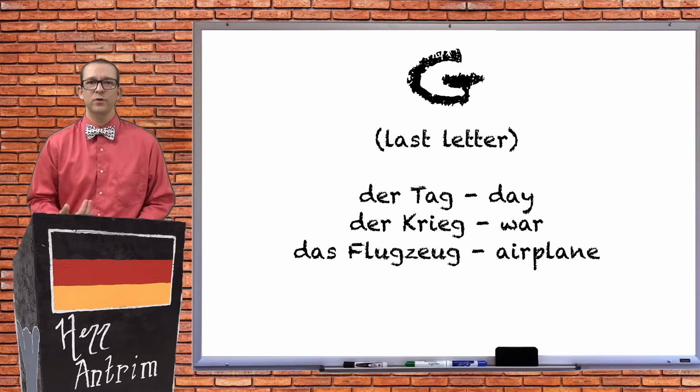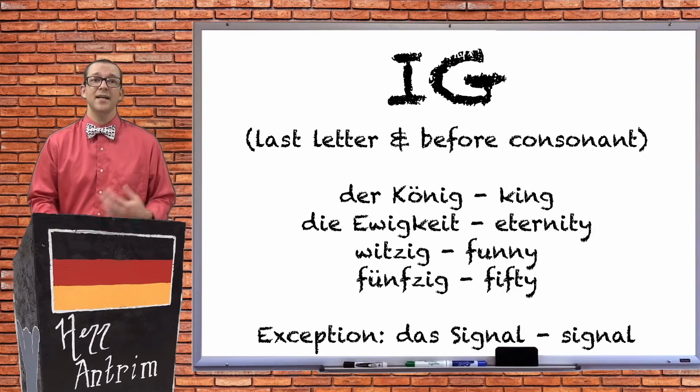Notice that the word Flugzeug has two of these sounds because the first G is at the end of the first word in the compound. Flugzeug. The combination of I and G is very confusing to some German learners because there doesn't seem to be any consistency in the pronunciation. It took me forever to figure it out.